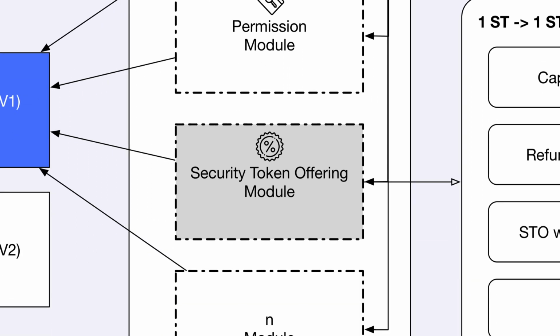Next, there's the security token offering module. A security token can be attached to only one STO module. That will dictate the logic of how these tokens will be sold and distributed during your sale. An STO is equivalent to the crowd sale contracts often found in present traditional ICOs.